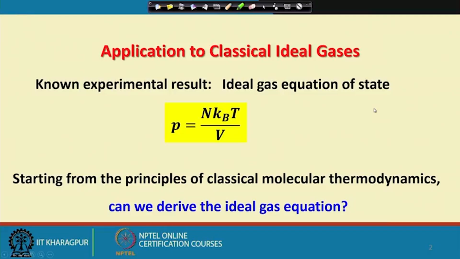Welcome back. We are discussing the application of classical statistical mechanics to understand the properties of ideal and non-ideal gases. We have already seen that for the classical ideal gas, it is indeed possible to start from the basic principles of classical molecular thermodynamics and derive the ideal gas equation.